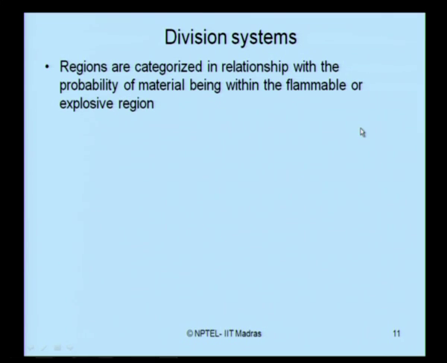On the other hand, if you have a specific kind of material being used for that particular inventory or for that plant, let us see what the probability is of that material being located within the flammable region of the plant. Then accordingly you categorize the region based on higher probability of material being within the flammable region or lower probability. So you divide the whole system into different regions, characterizing them based on the probability of material being within the flammable region or the explosive region.